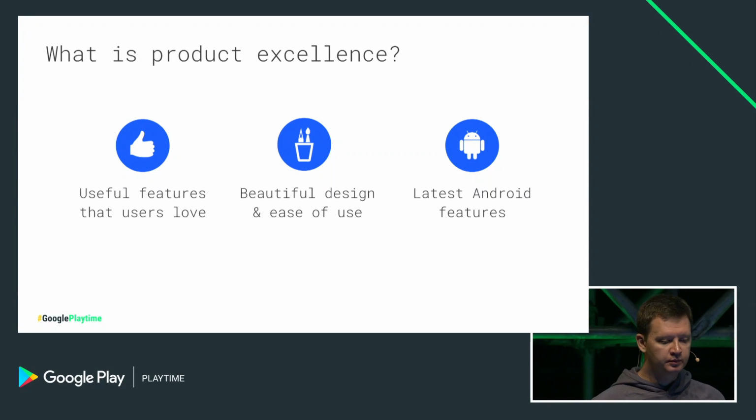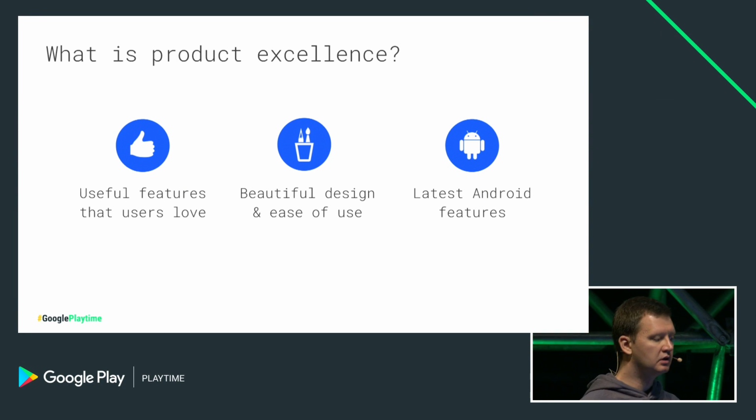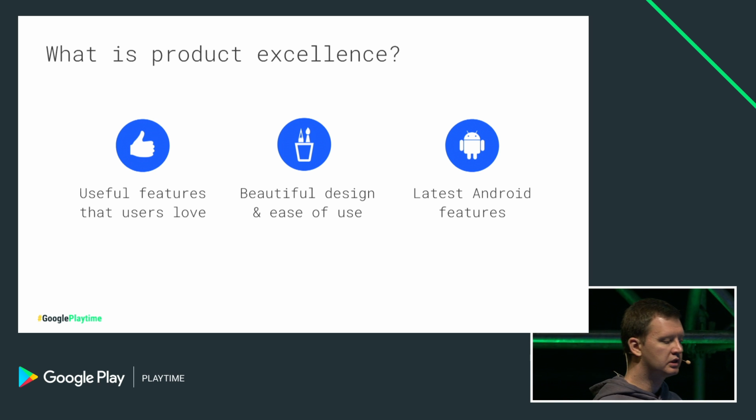OK, so Android Vitals, hopefully, helped you to build a great application from the technical perspective. It works stable, it works fast, it works smooth, and there are no issues. How do you go up from that, and how do you build an excellent product? What's the next step? The next step is building useful products from useful features the users love, from using beautiful design, and using all the Android platform can offer you.